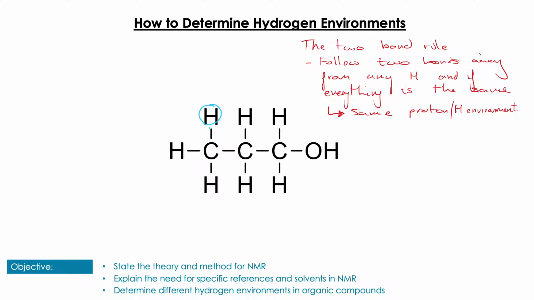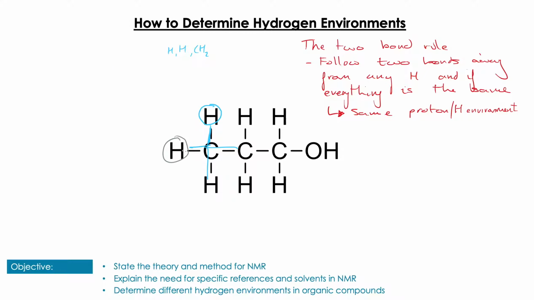Let's take a look at this hydrogen here. I'm going to draw 2 lines and follow 2 bonds and record each. The first one is hydrogen. The other one going straight across is hydrogen, and if I go to the right, I see I'm attached to a CH2 group. Fantastic. That is a hydrogen environment.